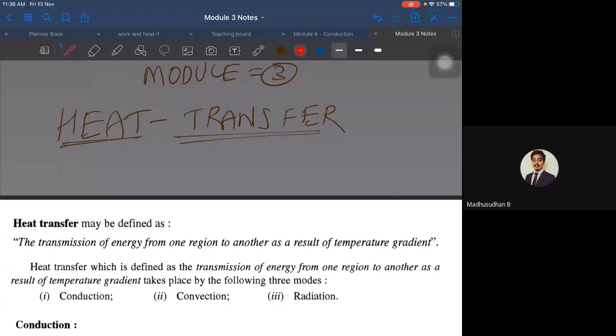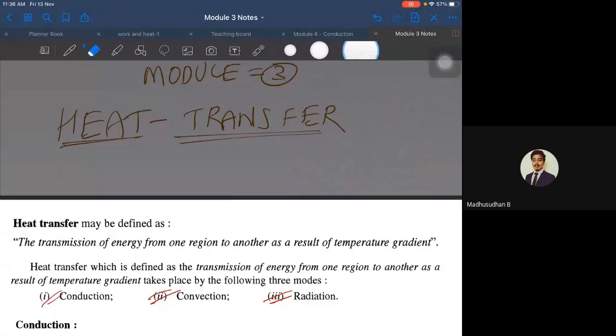There must be a hot body like this, there must be a cold body like this, and there must exist a temperature difference. That means if this is at temperature T1 and this is at temperature T2, definitely T1 should be greater than T2 so that heat gets transferred from the hotter body to the colder body. This transfer of heat is nothing but heat transfer, and it occurs through conduction, convection, and radiation. We have already discussed all these 3 modes in work and heat, I guess, in your module 2. The same thing has been repeated here.